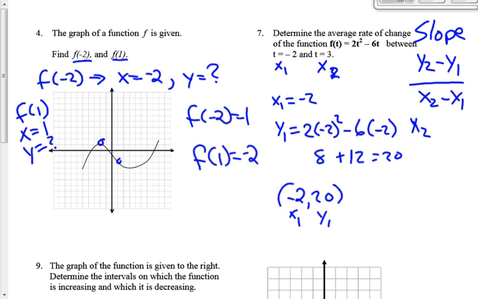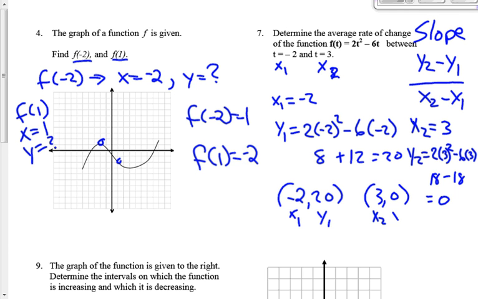For x2, I plug in 3, and I find y2 by plugging in 3. So 2 times 3 squared minus 6 times 3. That's 3 squared is 9, times 2 is 18, minus 18, which equals 0. So I have another point, 3, 0, which is x2 and y2.